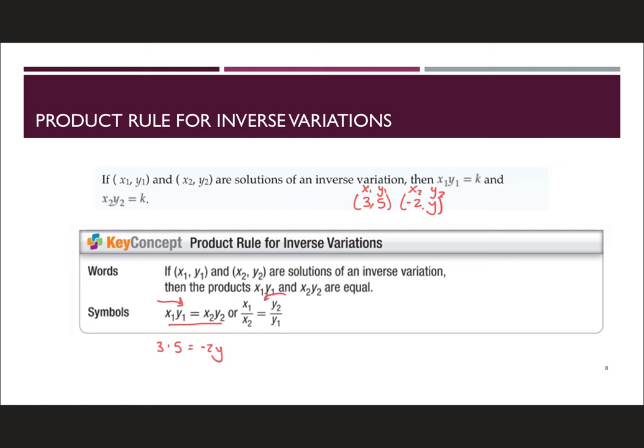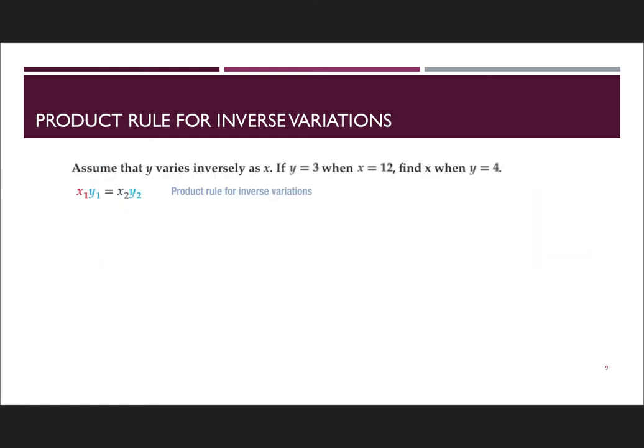But let's go ahead and do a problem that I know will work. All right, here we go. Now, we're going to assume that y varies inversely, aka inverse functions. Okay, y is 3, x is 12. This is our first point. So that means I have 12 comma 3 is my first point. I need to find x when y is 4. This is my second point.